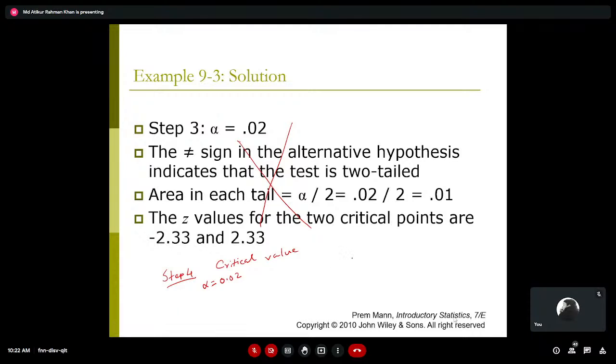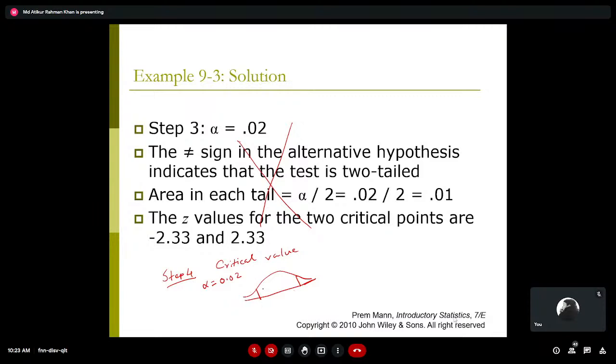Now it's a two-tailed test. So we'll have the rejection region on the left side, right? Two-tailed test, so both sides. Excellent. Yeah, we'll have that on both sides.